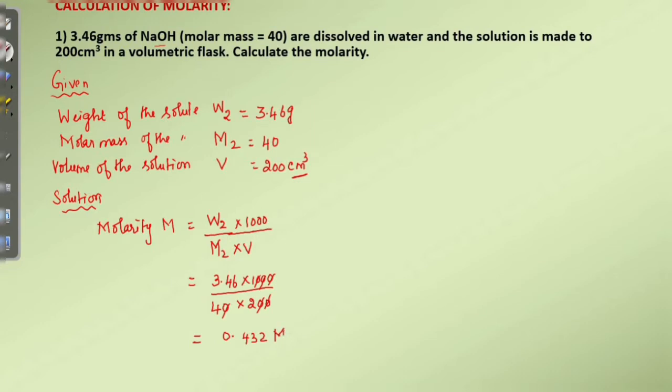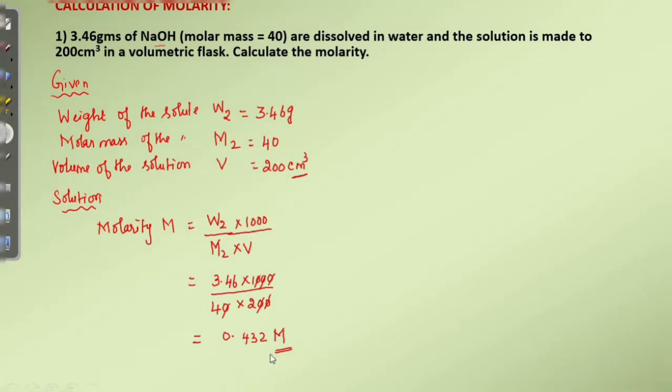What is the unit for molarity? It is capital M. It is a must that you give the units for the problems. Molarity is represented by capital M. So this is the answer, 0.432 M. I hope you have understood. We shall see the next problem.